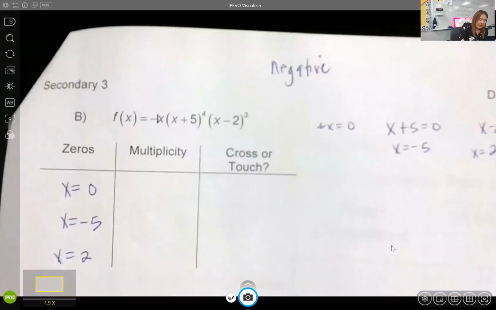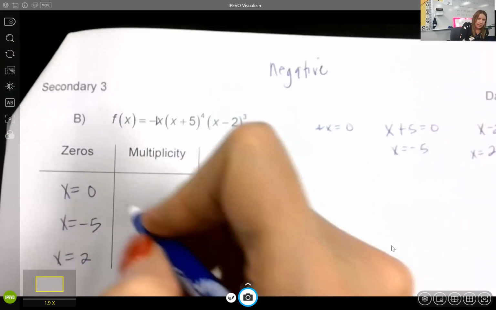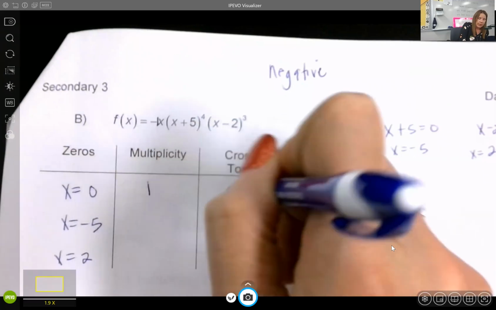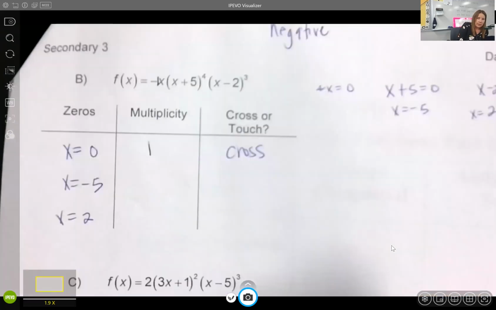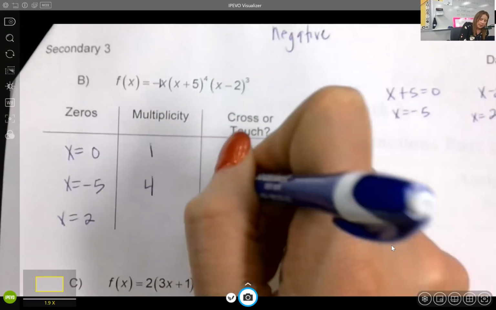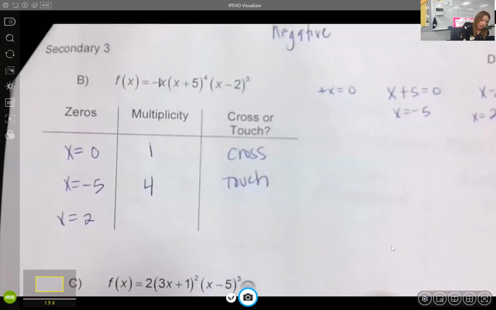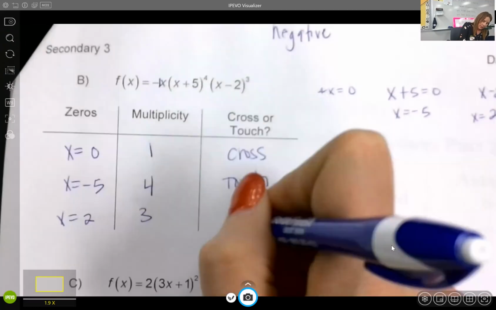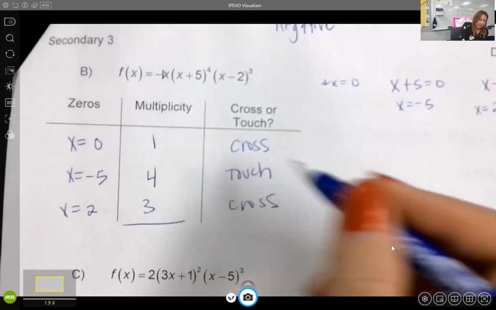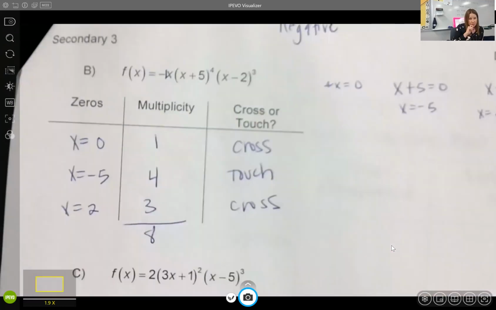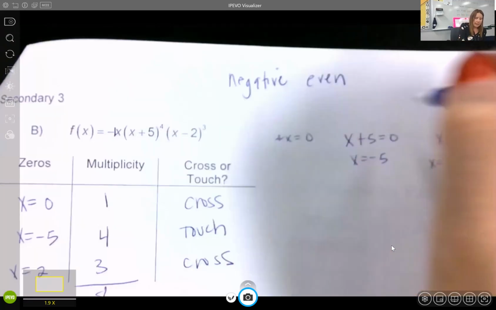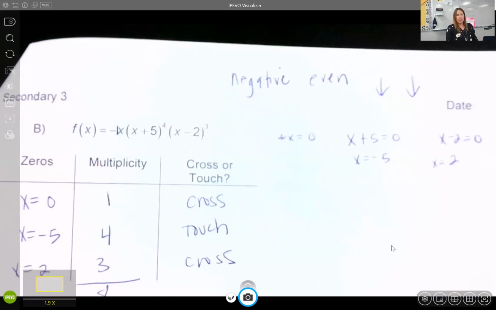So our multiplicity on the 0 is the power on the x, which is a 1. That's an odd number, so it will cross. Okay, x equals -5. That power is a 4. That's an even number, so it will touch. And then at 2, it's a 3, and that's an odd number, so it will cross. Okay, and this is going to add up to 8. So this is an 8th degree, which is even, and it's negative. So I know they're both going to go down.